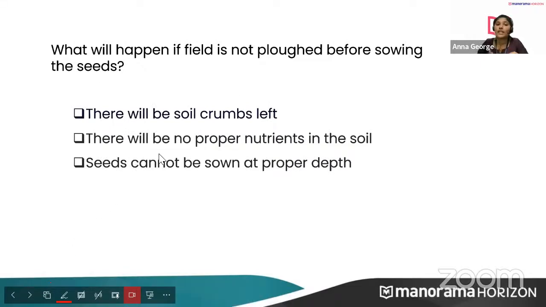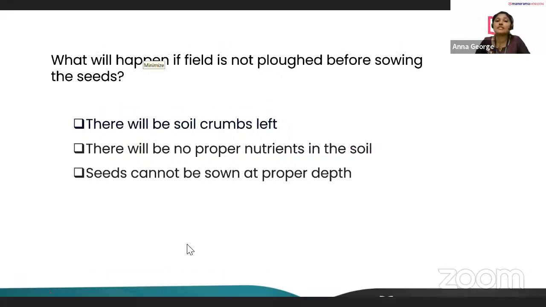There will be soil crumbs left, and also there will be no proper nutrients in the soil, because the nutrients present in the deeper depths are not brought up to the surface. The seeds also cannot be sown at proper depth if it is not plowed before sowing. So these are the three things that will happen if the field is not plowed before sowing. Okay, very good. Everyone's answer is correct.